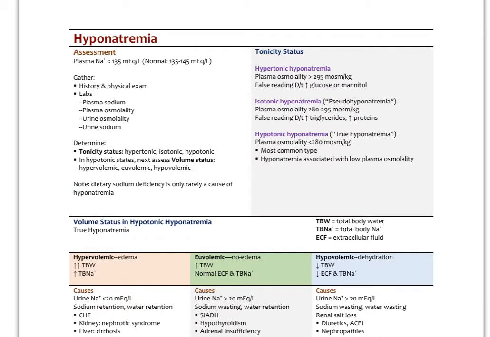So how do we work up hyponatremia in the clinic? How do we know what's the cause of hyponatremia? Is it due just to low sodium intake, which is actually pretty rare, or is it due to some other endocrine issue here? So we want to do several things.